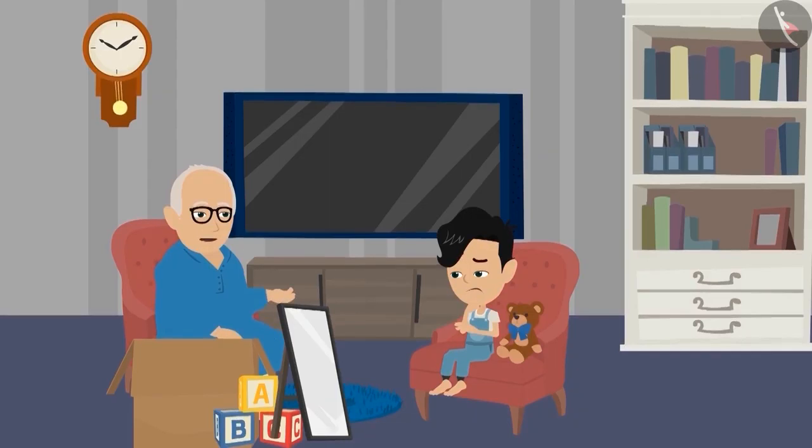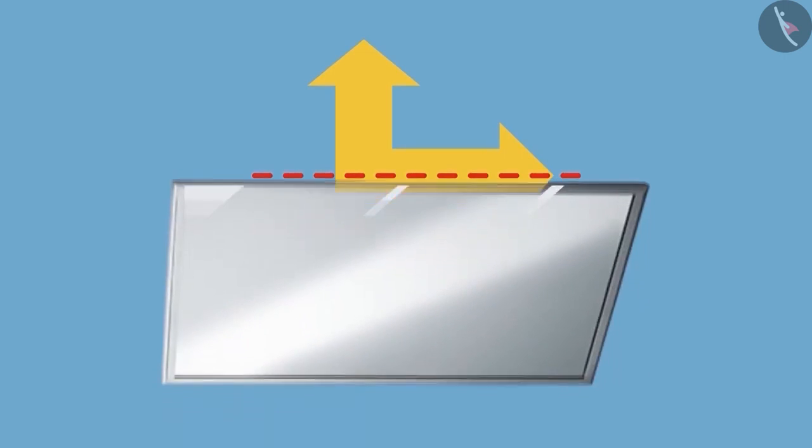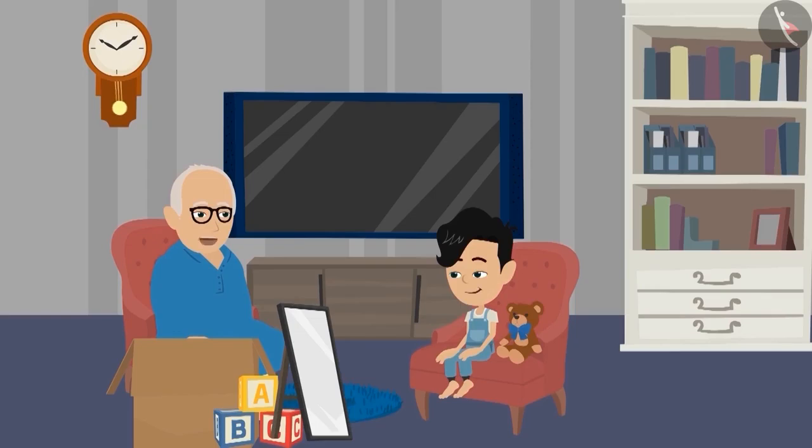Because, Pinku, you drew the wrong dotted line. The correct dotted line will look something like this. Take this, Pinku. Now you see it in the mirror. Yes, Dadaji. Now it is divided into two equal halves. Pinku, always keep in mind that there is a different dotted line for every image.